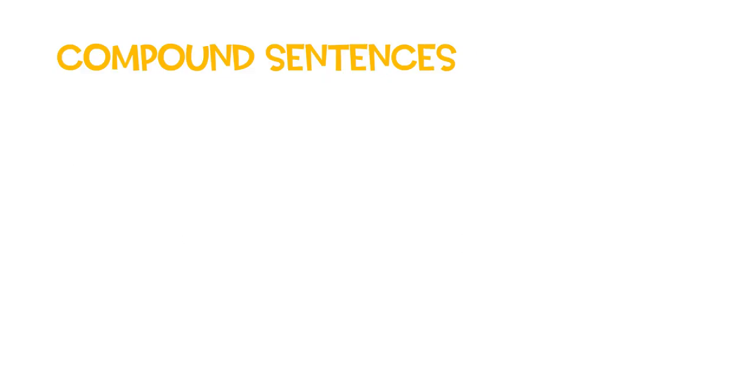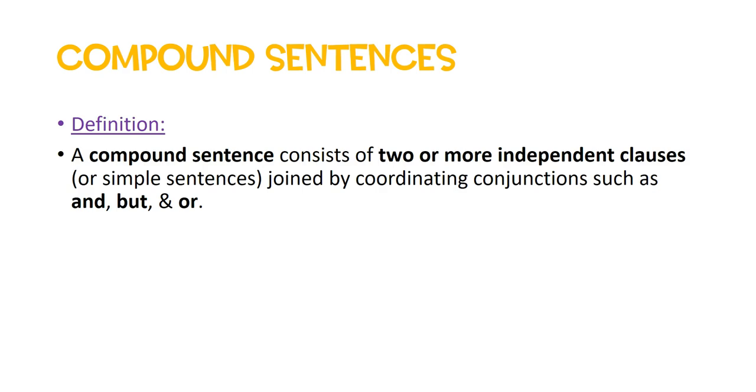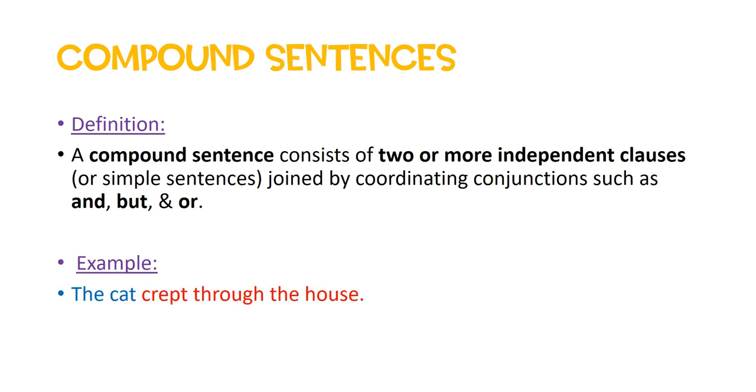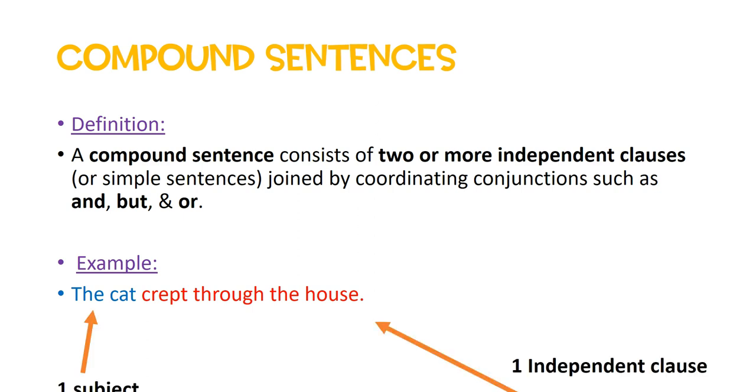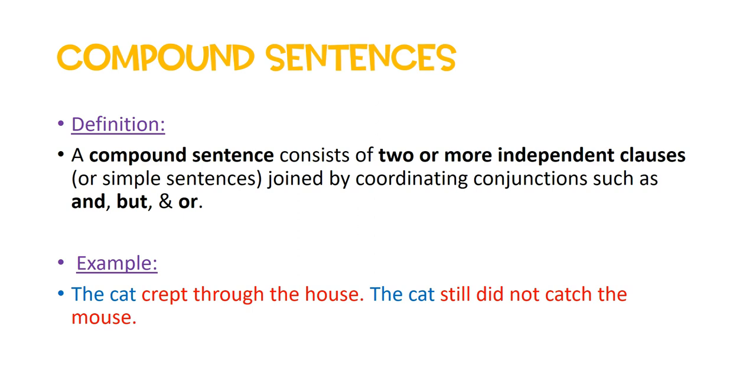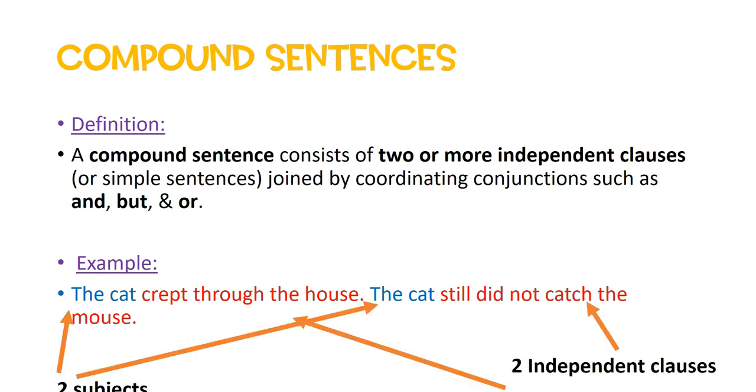Next up, we have compound sentences. A compound sentence consists of 2 or more independent clauses, or simple sentences, joined by a coordinating conjunction, such as and, but, and or. For example, our first sentence was, the cat crept through the house. We had one subject and one independent clause. If we had another simple sentence right beside it, it might be, the cat still did not catch the mouse. Now we have 2 subjects and 2 independent clauses.